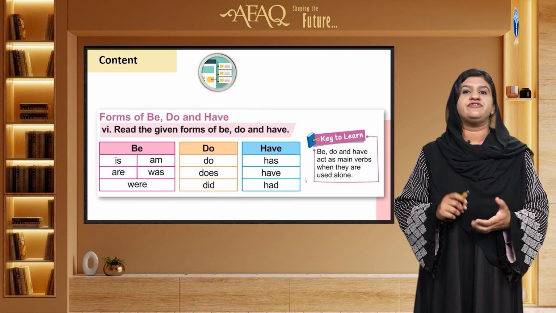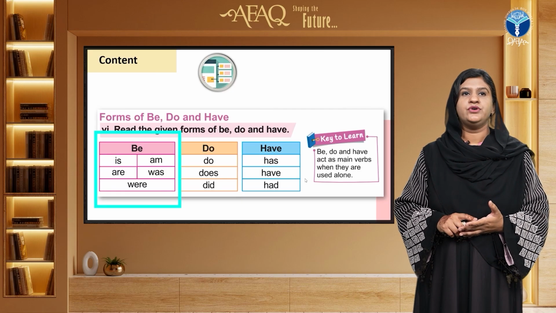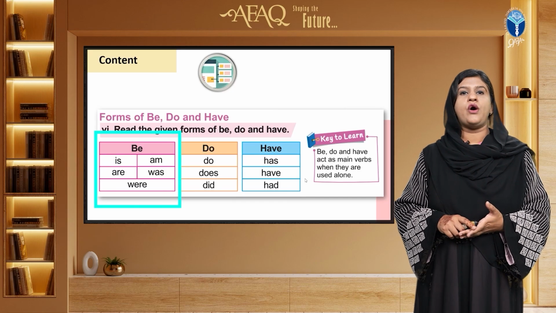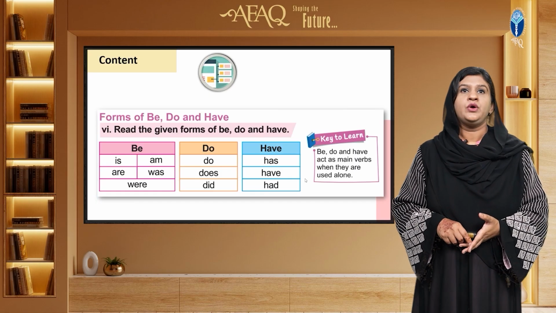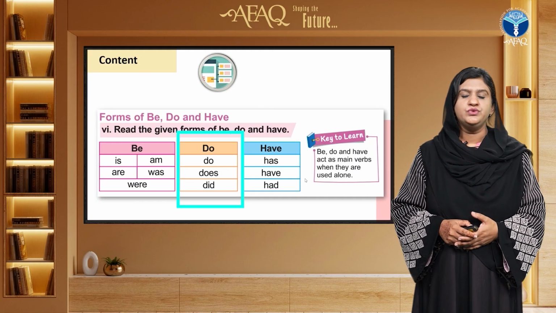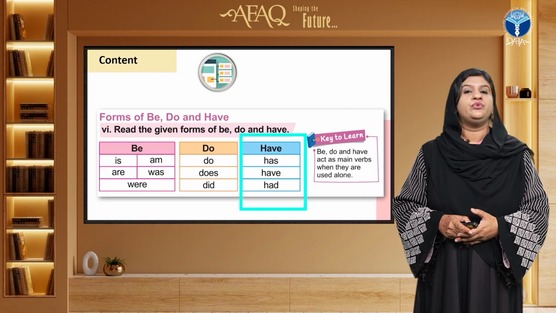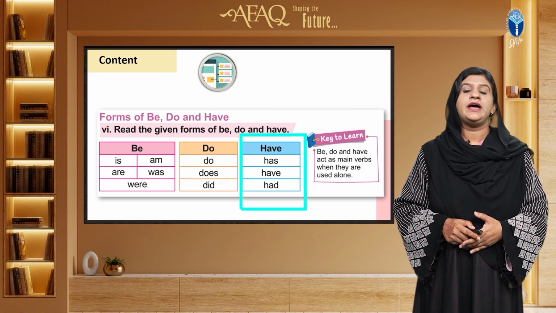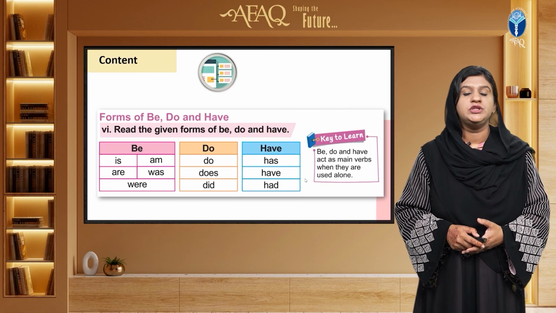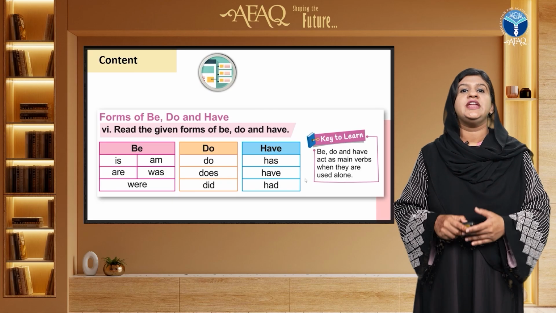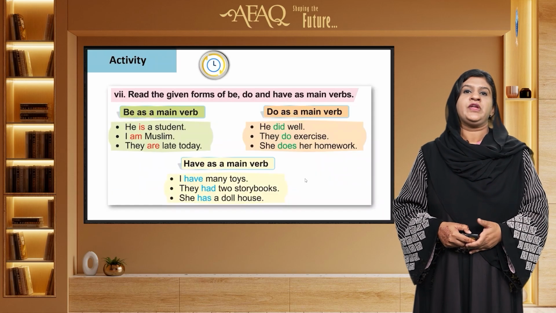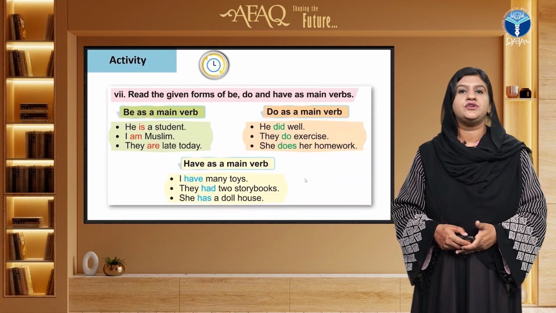With be, we have is, am, are, was and were. With do, we have do, does and did. And with have, we have has, have and had. We use these forms according to the nature of the sentence. Let's see some examples and their usage.